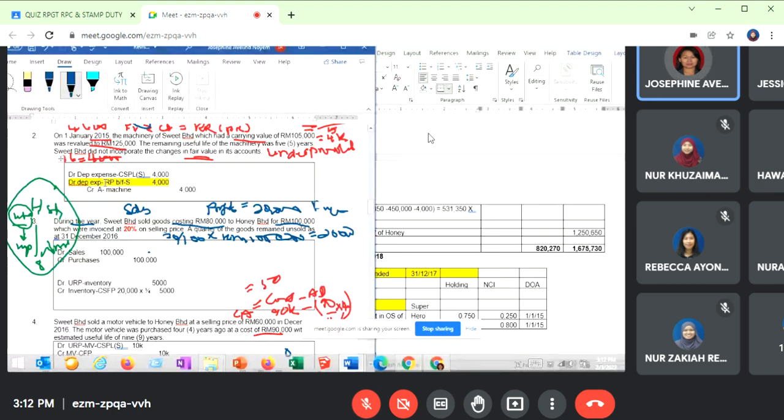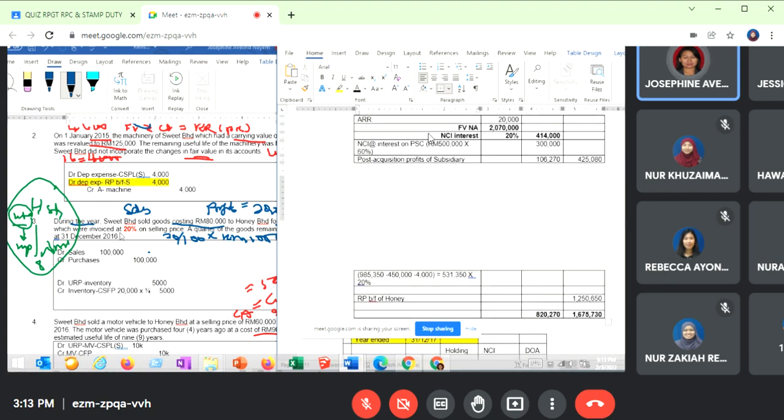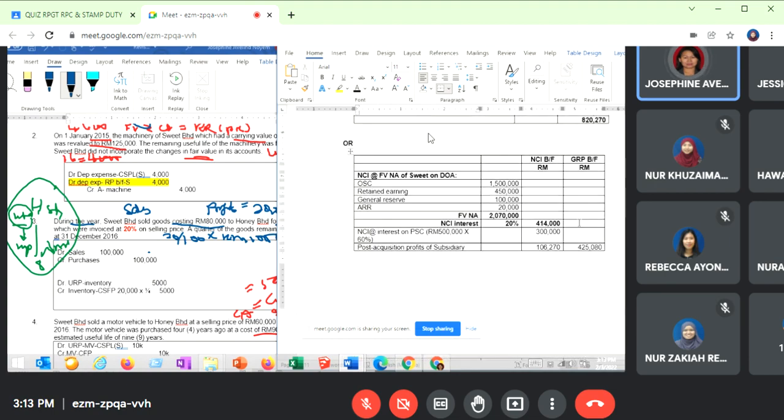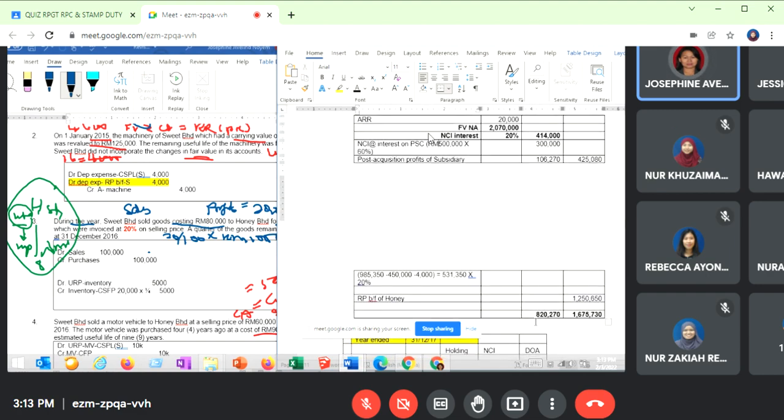So it's going to affect the retained profit brought forward of the subsidiary. You see here, debit the retained profit. So minus. All right. So we get a post profit of 513,350 times by NCI interest 20%. And the remaining balance will go to the group. So that's how we get our NCI share.